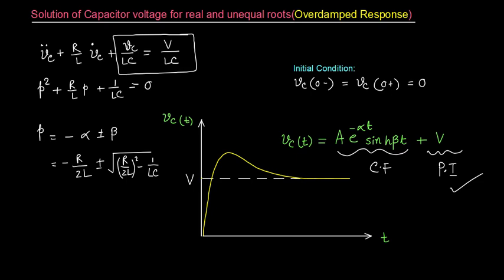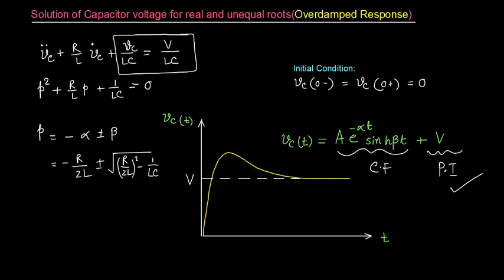So, in the solution of capacitor voltage, we get the same complementary function in addition to a particular integral term. The particular integral is also the steady state response of the capacitor voltage, which is equal to the source DC voltage, and the plot of capacitor voltage with respect to time is also overdamped.